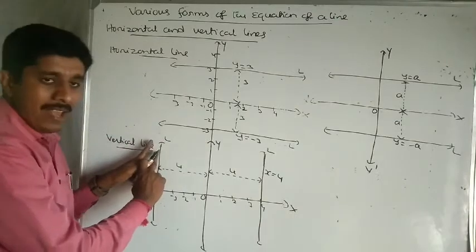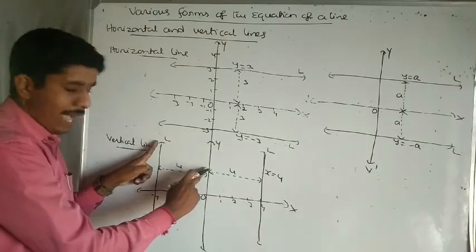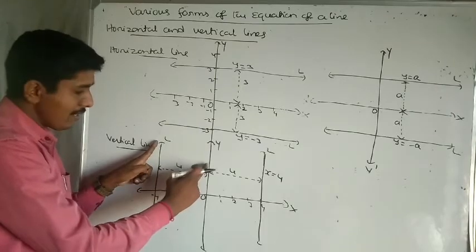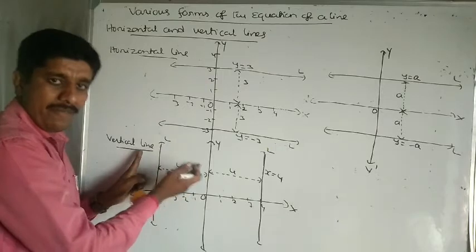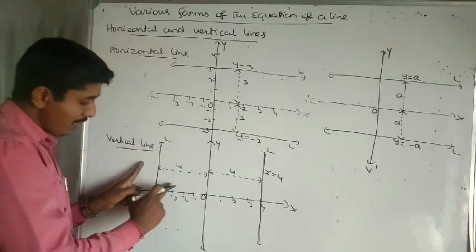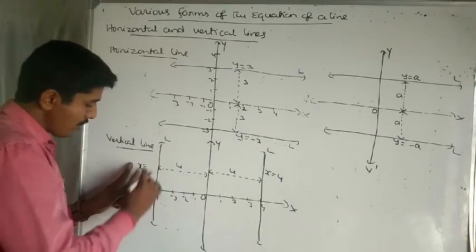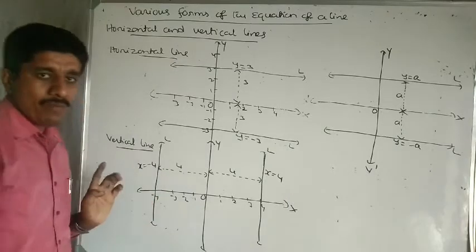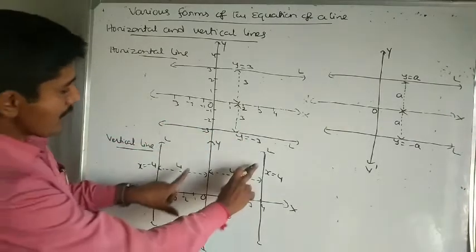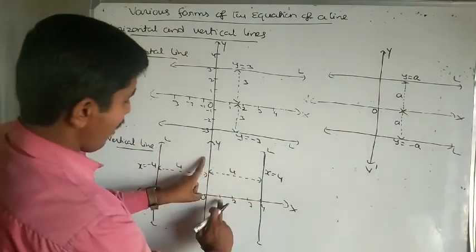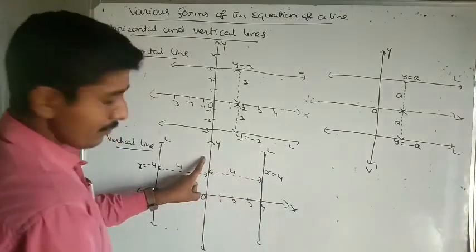Similarly, this line lies at a distance of 4 units from the y-axis on the left side of the y-axis, which means on the negative x-axis side. Therefore, the equation of this line is x equal to minus 4. Very important: the distance is the same, 4, but this line lies on the right side of the y-axis, the positive x-axis side. Therefore, x equal to plus 4.